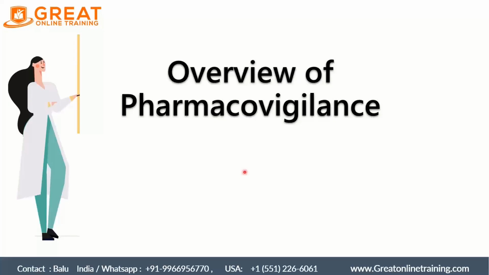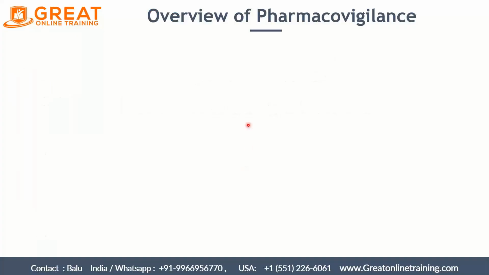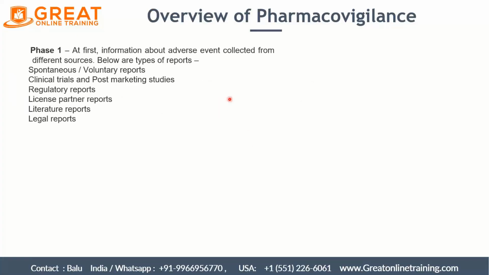And coming to the main topic of pharmacovigilance, which is the overview of pharmacovigilance. In this topic, we will get to know what the pharmacovigilance process is, what the different phases in the process are, and what the steps in each of the phases are. So as per the definition, if you can remember, first we will collect or detect the adverse drug reaction. So that is phase 1, where at first, information about adverse events is collected from the different sources.